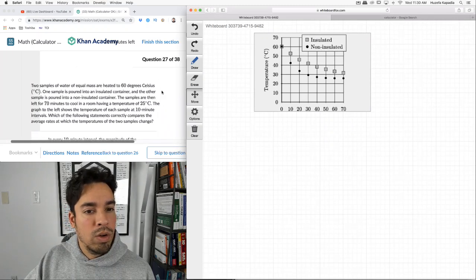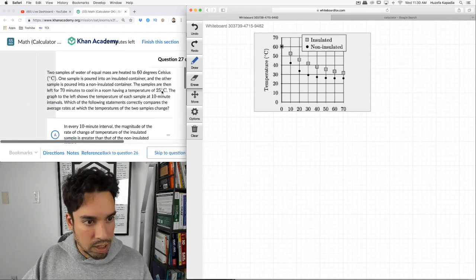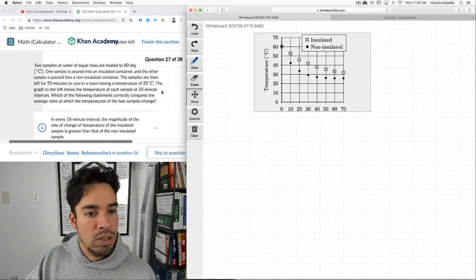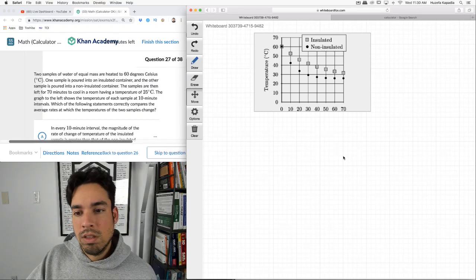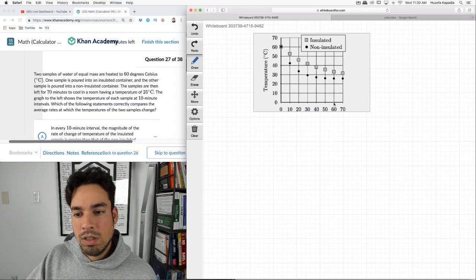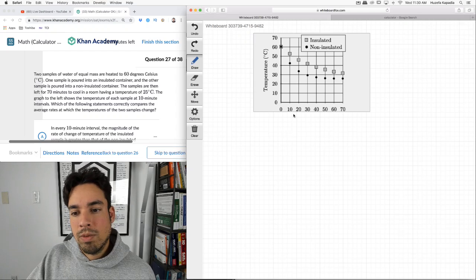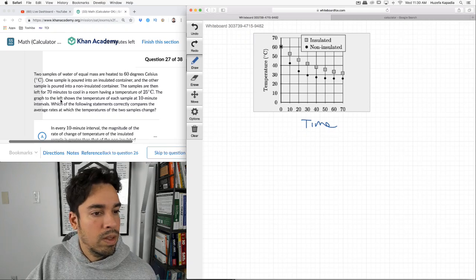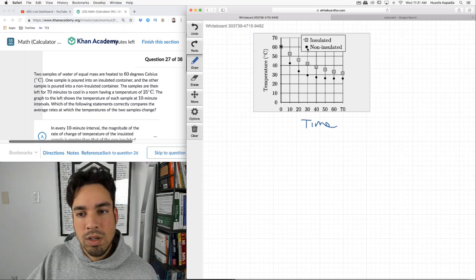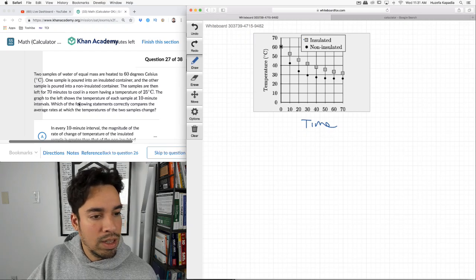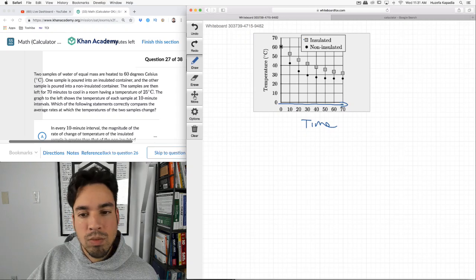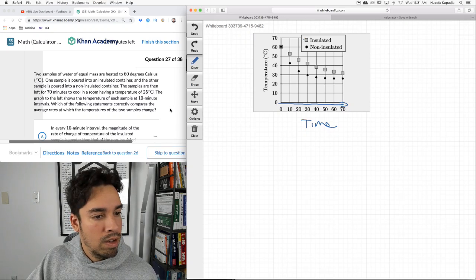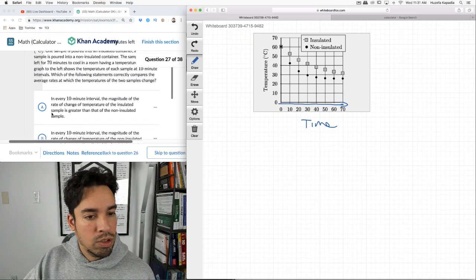All right, and we're almost getting to question 31, which is a good sign because then the difficulty resets. Two samples of water of equal mass are heated to 60 degrees Celsius. Here's 60 degrees Celsius. One is poured in an insulated container, one in a non-insulated one. Samples are then left for 70 minutes to cool. Here's the time of 70 minutes. And the room is 25 degrees Celsius. The graph shows the temperature of each. Which of the following statements correctly compares the average rates at which the temperature of the samples change?